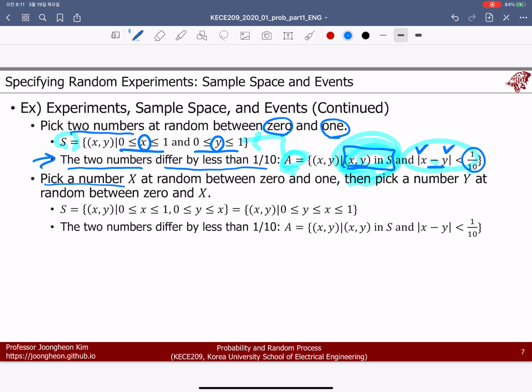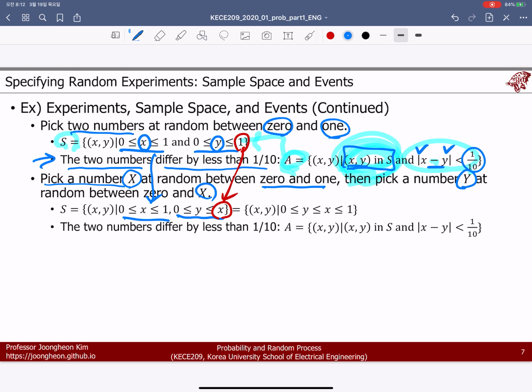we have to pick a random variable x. This should be between 0 and 1. This is the thing we did before. And then we pick another value y that should be between 0 and x, not 1. That's why this is a different one, right? So here this was 1, now this is x. This is the difference between these two examples.